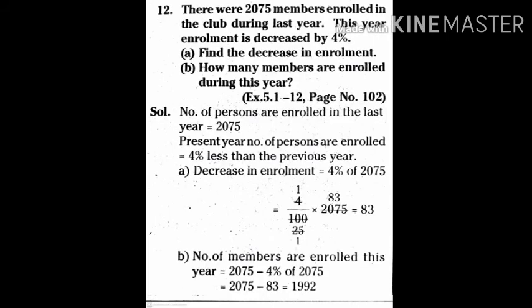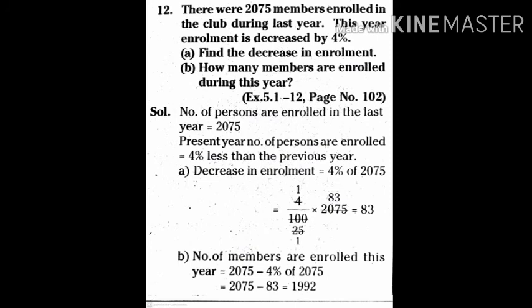Next question. There were 2075 members enrolled in the club during last year. This year enrollment is decreased by 4%. Question A: find the decrease in enrollment. Solution. Number of persons enrolled in the last year: 2075. Present year number of persons enrolled is 4% less than the previous year. Solution A. Decrease in enrollment is equal to 4% of 2075.